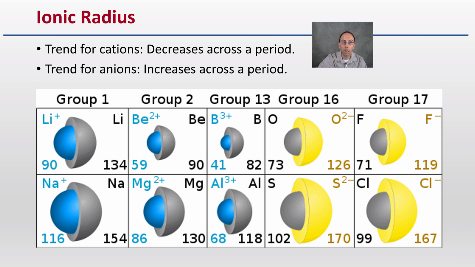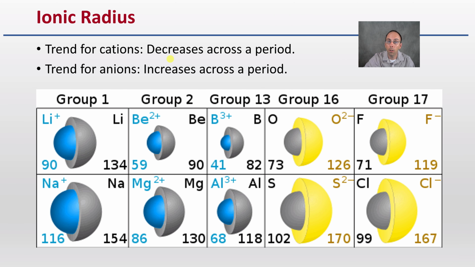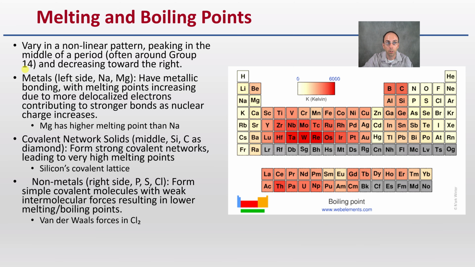Going on to ionic radius, for cations, they decrease across a period. For anions, they increase across a period. Remember, with cations, those positive charges, they're losing electrons, so therefore that ionic radius will be smaller. And the opposite is true for anions. They're gaining electrons and their radius is therefore becoming larger.